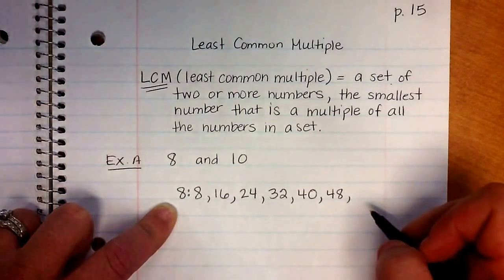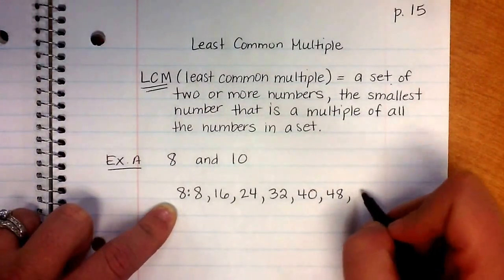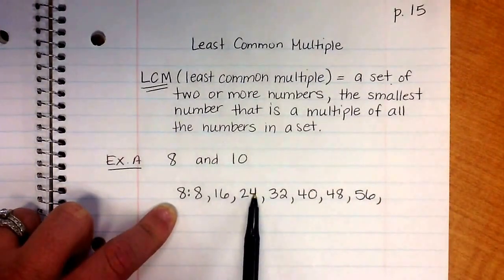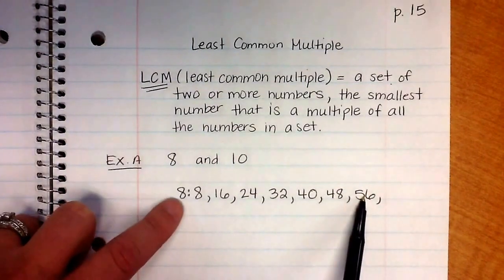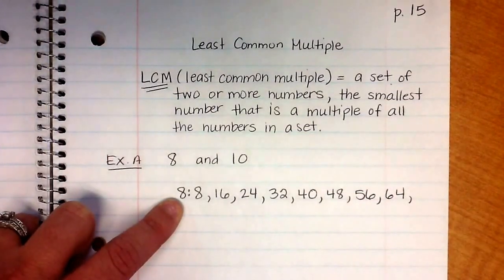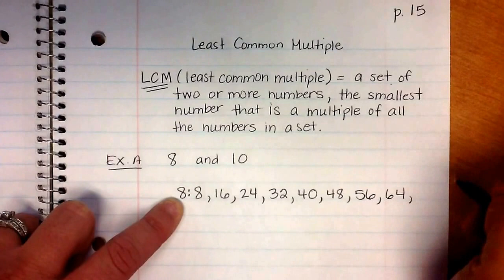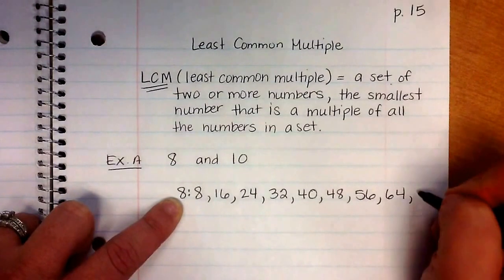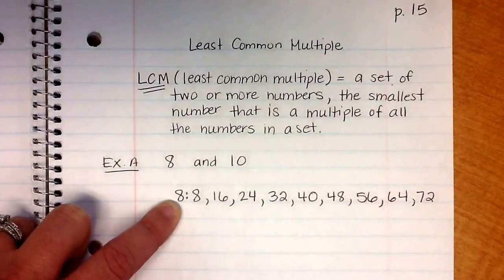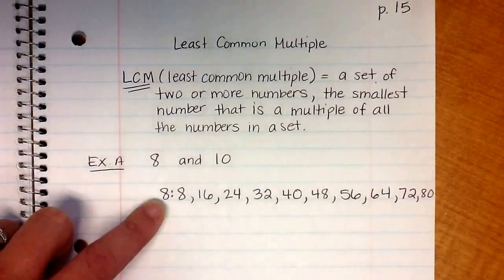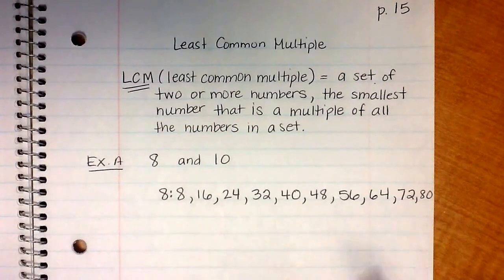7 times 8 is 56. 1, 2, 3, 4, 5, 6, 7. 7 times 8 is 56. So it's going to be 8 times 8 is 64. And then 8 times 9 is going to be 72. And if I can squeeze it in over here, 8 times 10 is going to be 80. So these are all the multiples of 8. So it's any number multiplied out.